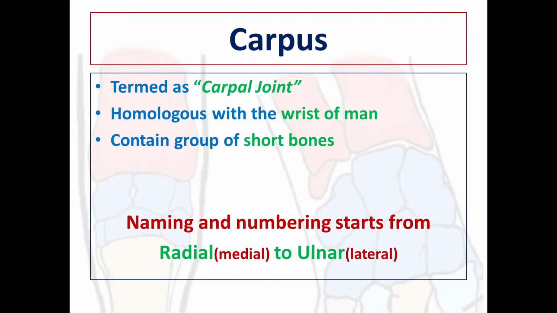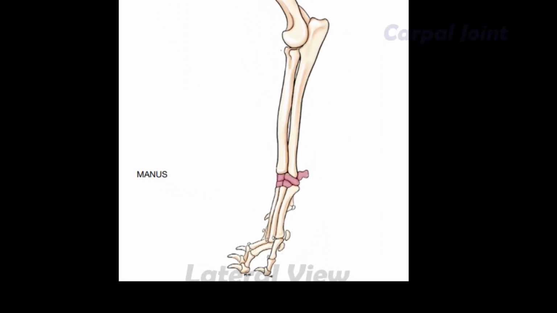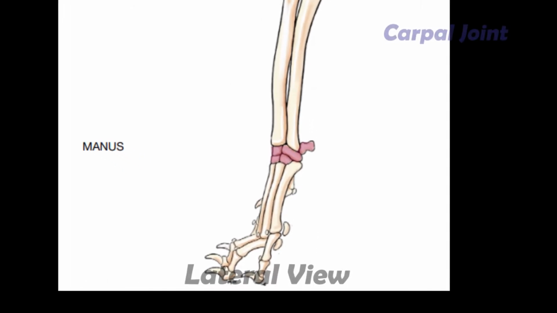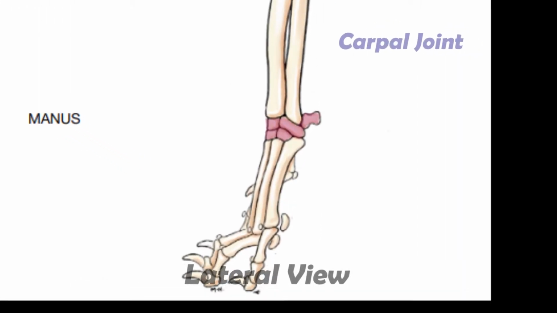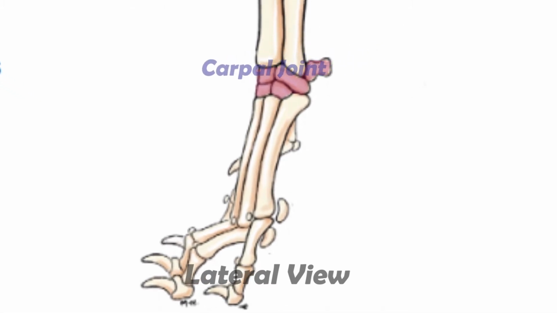It is homologous to the wrist of man, and it contains a number of short bones and forms the carpal joint in the dog. If we look at the carpal bones in the picture, you can see that these are short bones. This set of short bones is present in the first part of the manus and forms the carpal joint, and this is the carpus region.